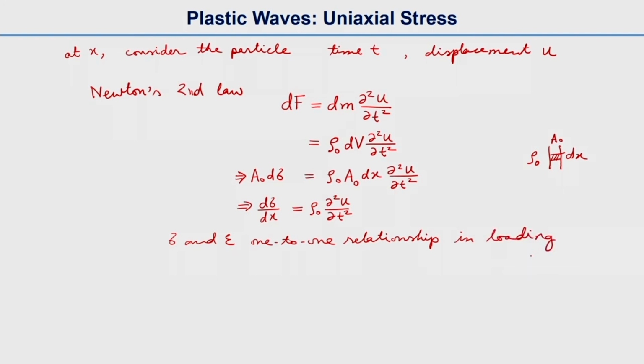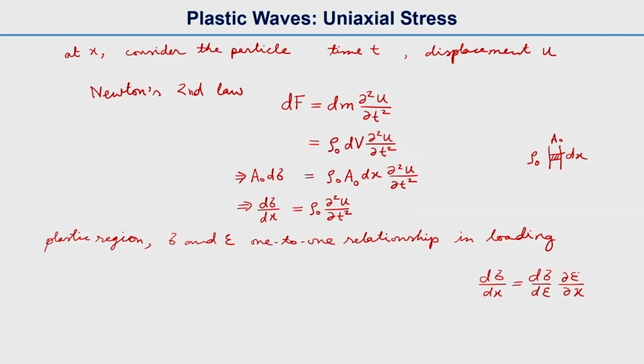In unloading this is irreversible, which we are not going to discuss now, but that may not be a one-to-one relationship. This is for the plastic deformation range, the plastic region, which has a one-to-one relationship. For a one-to-one relationship, we can write d sigma by dx equal to d sigma by d epsilon times, and we are writing d, not partial derivative, because it is a one-to-one relationship, the partial of strain with respect to x.